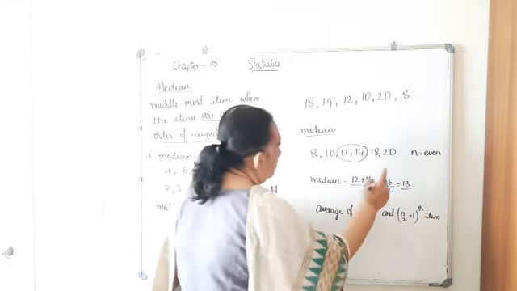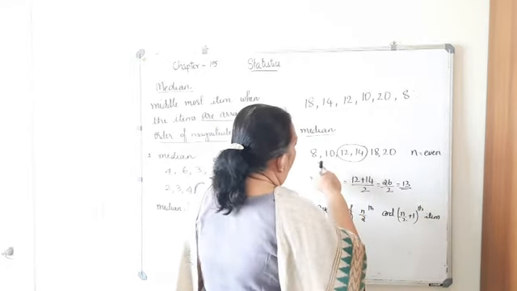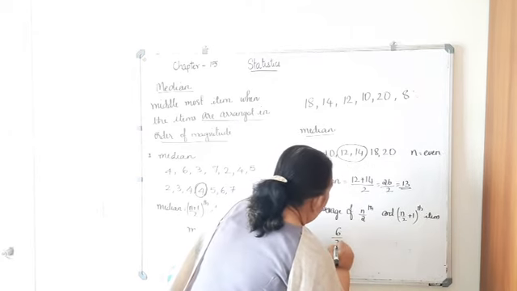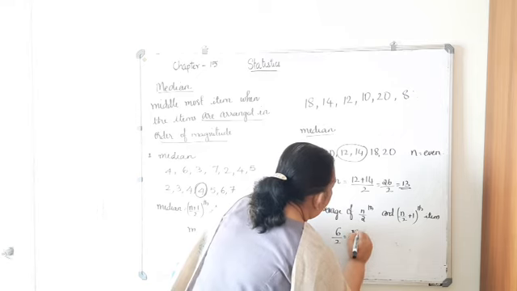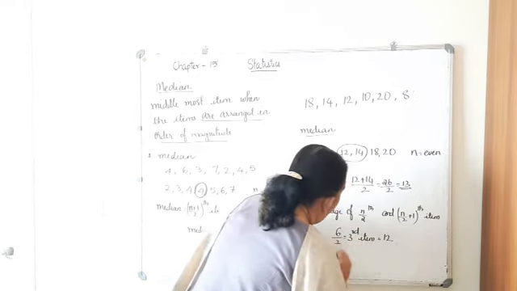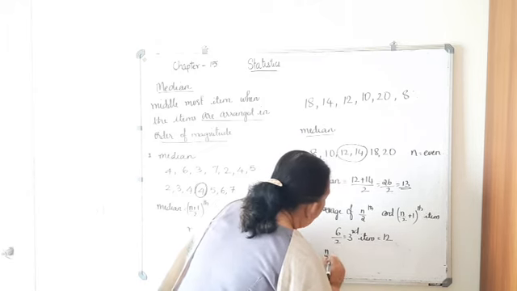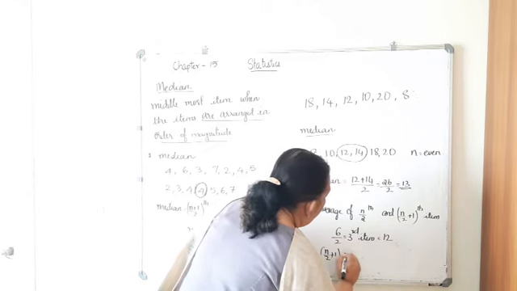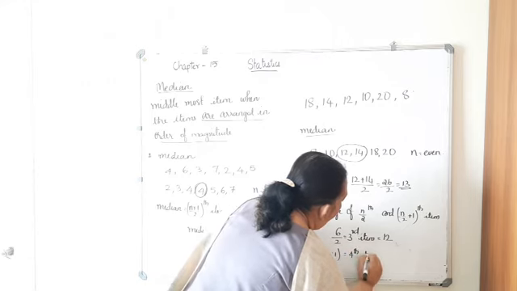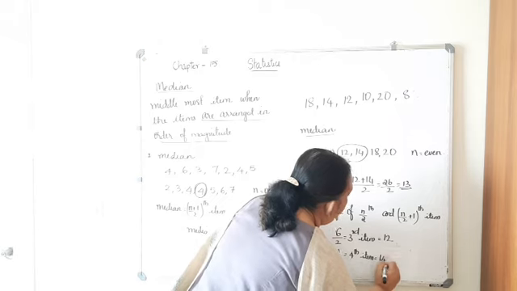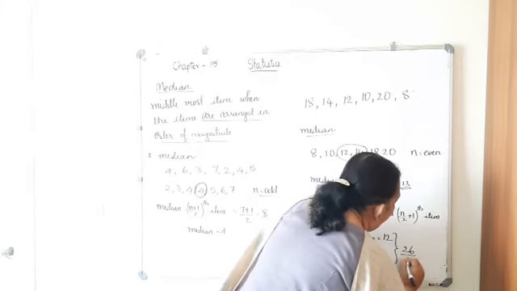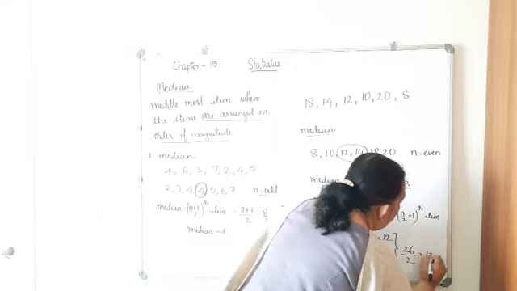N by 2 is 3, so the third item is equal to 12. N by 2 plus 1 is the fourth item, which is equal to 14. Average: 26 by 2 is equal to 13.